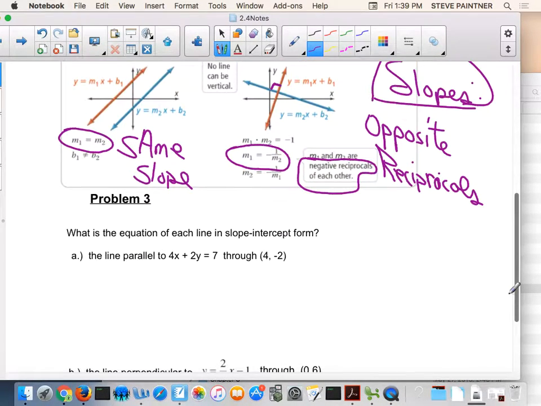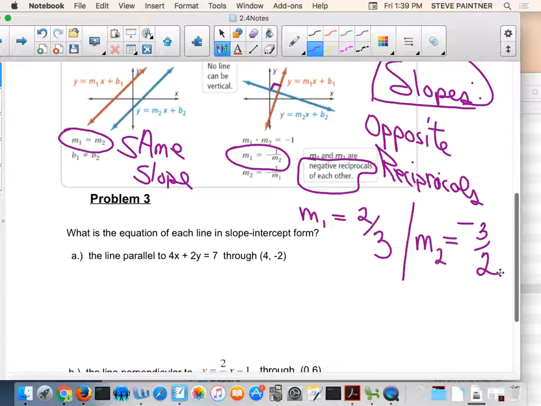Reciprocals, okay. Now, let me give you a quick example. If the slope of my first line is 2/3, what's the slope of my second line that's perpendicular? Negative 3/2. Opposite of positive? Negative. Reciprocal would be what? 3/2. Would you agree that that's what that says up there? Opposite reciprocal? Okay. When you go into a problem and they say perpendicular, you got to think opposite reciprocal. When they say parallel, you got to think what? Same slope. Okay.